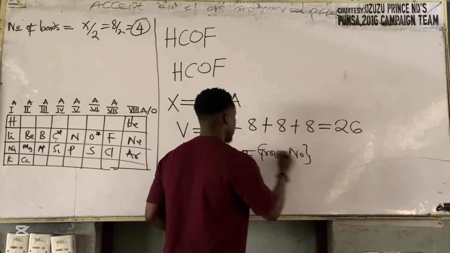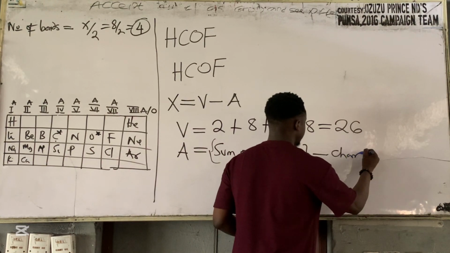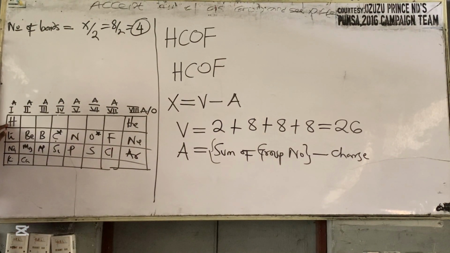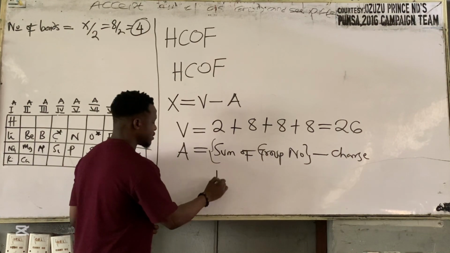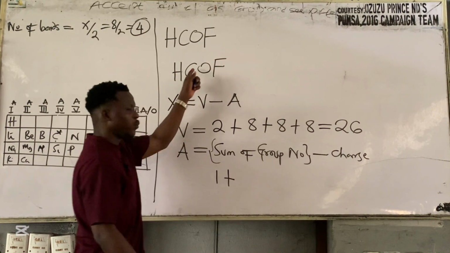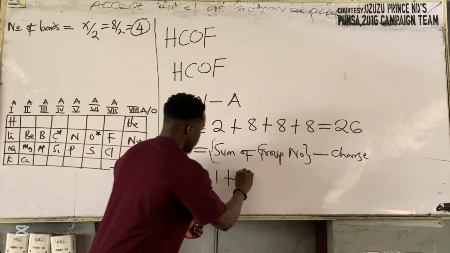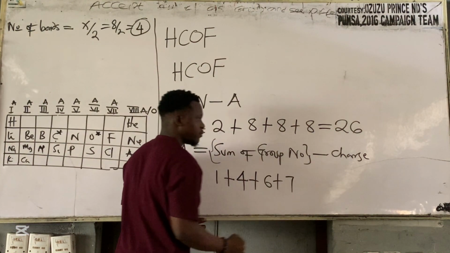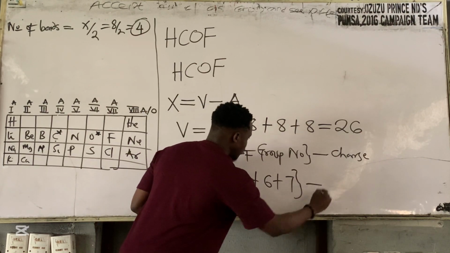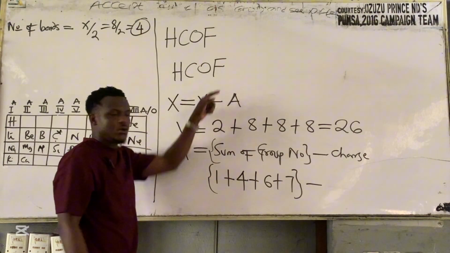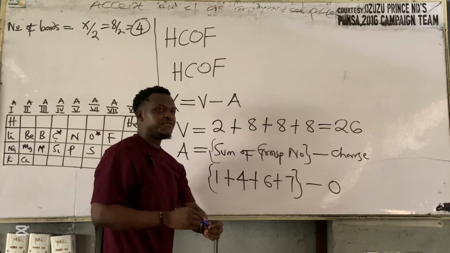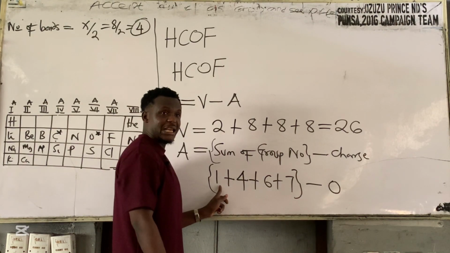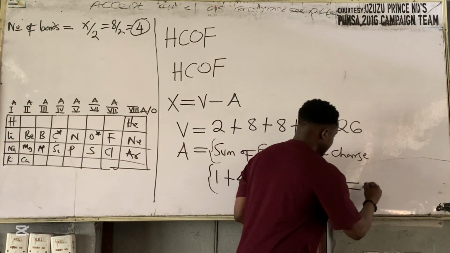Now our A, which is sum of the group numbers minus charge, so I'll say sum of group number minus charge. Now, what is the group number of hydrogen, class? Hydrogen is in which group? Group 1. So the A for hydrogen will be what? 1. Carbon is in which group? 4. Oxygen is in which group? 6. Fluorine is in which group? Minus. Is there any charge on this compound? So this becomes what? 0. So the value for A, 4 plus 6 is 10, right? Plus 1, 11. Plus 7, how many? 18.